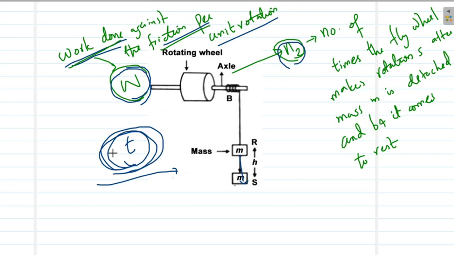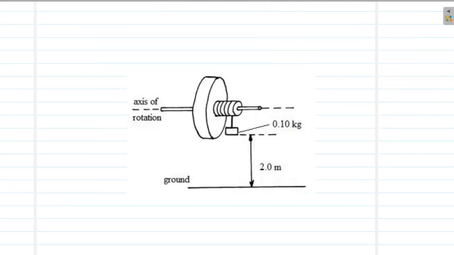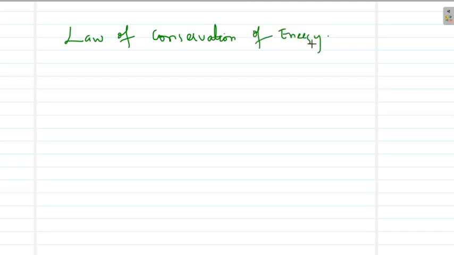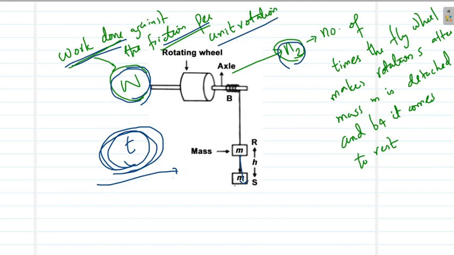Now, having understood the basic working of this flywheel, let us try to write down the basic equations corresponding to this system. To write down the equation, we use the law of conservation of energy, which states the conservation of energy within a system.